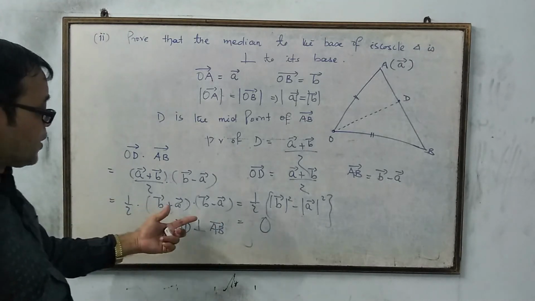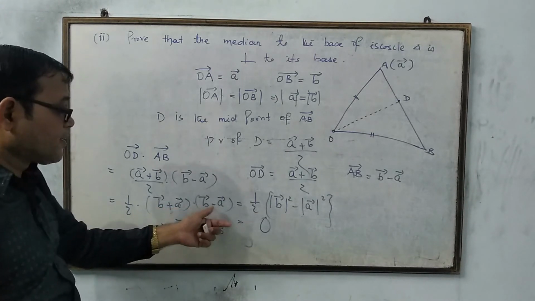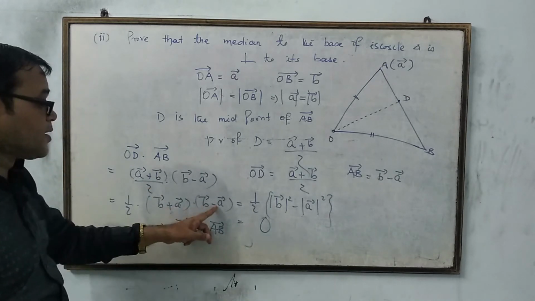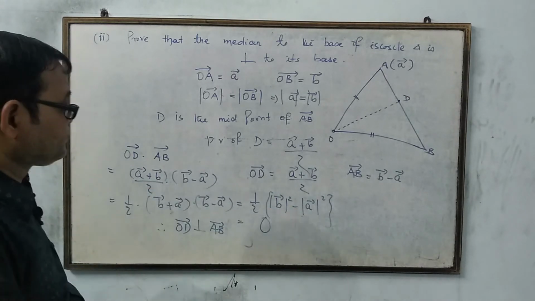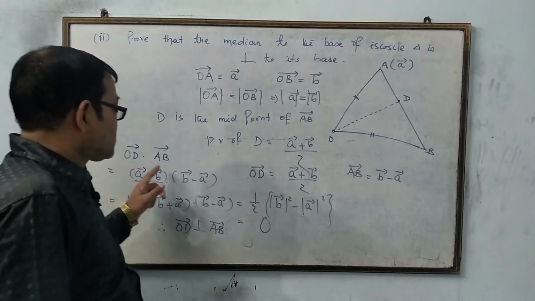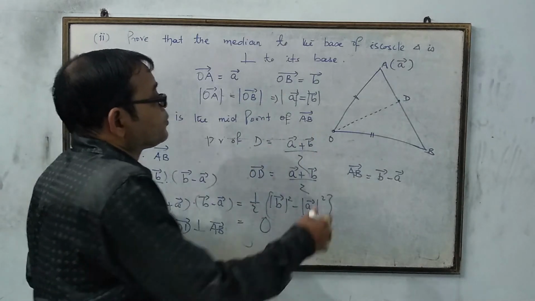Here the product: B dot B is B squared, B dot minus A, dot B plus B dot A cancels, and A dot minus A is minus A squared. Okay, the answer is 0. OD dot AB is 0, therefore OD is perpendicular to AB, which has been proved.